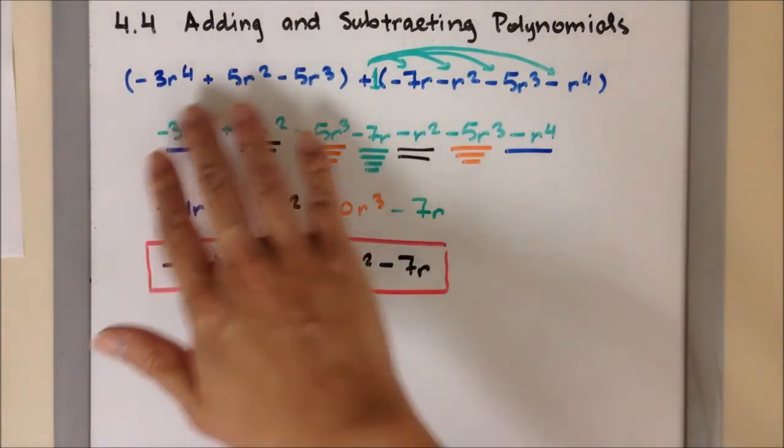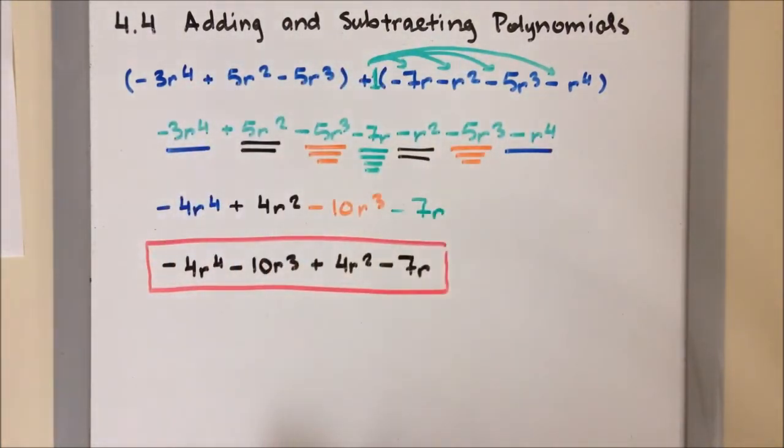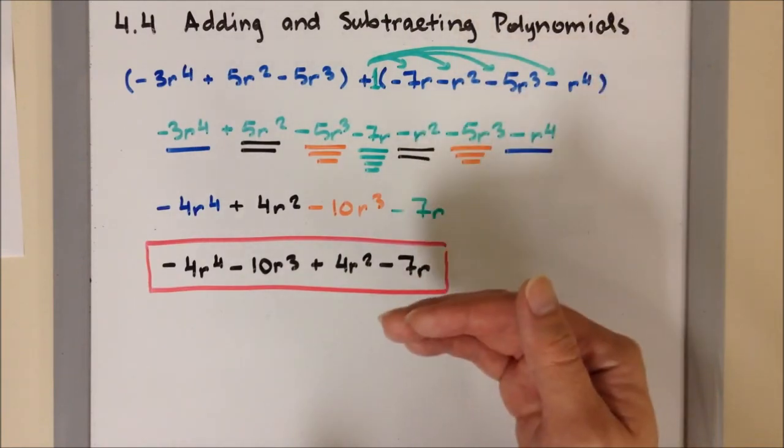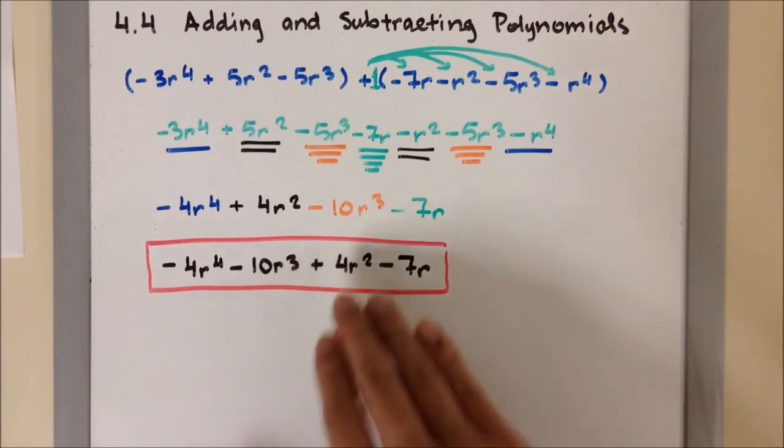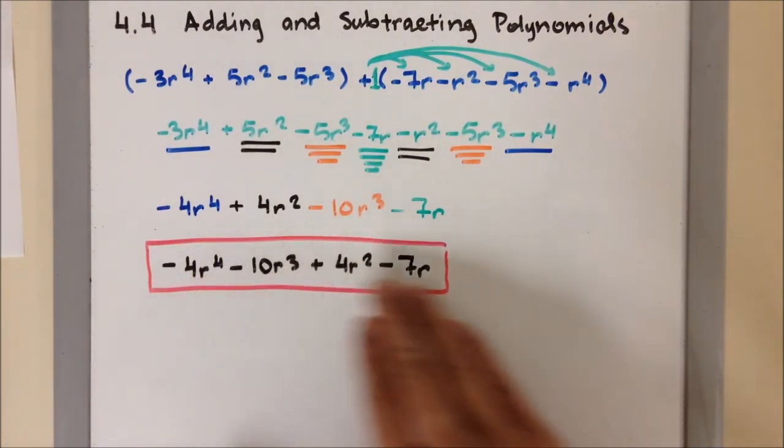To review, it doesn't matter how many terms you have at the beginning, as long as you can bring it down, make sure to have correct signs, combine like terms, and then put your answer in highest exponent to lowest exponent.